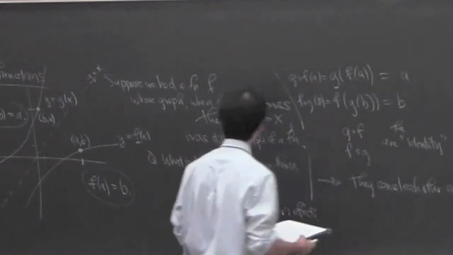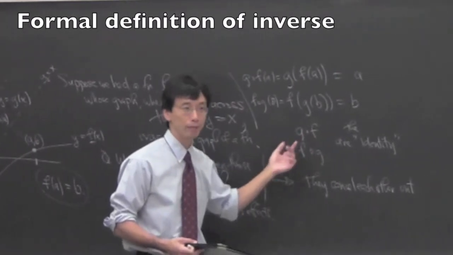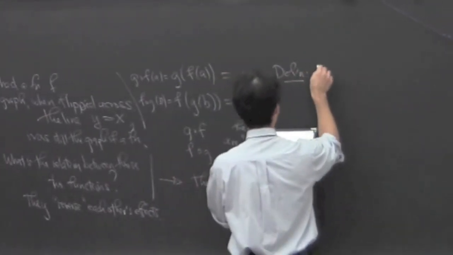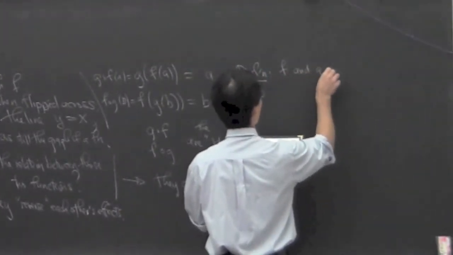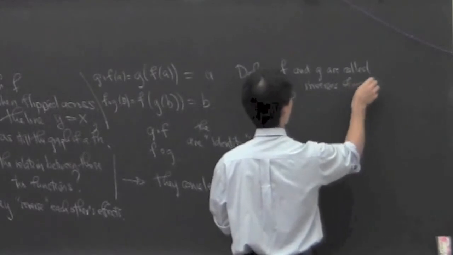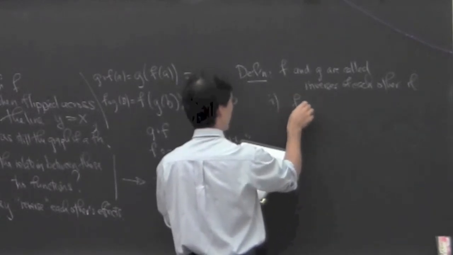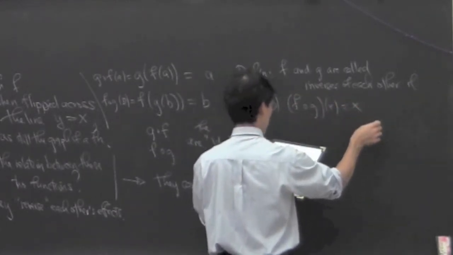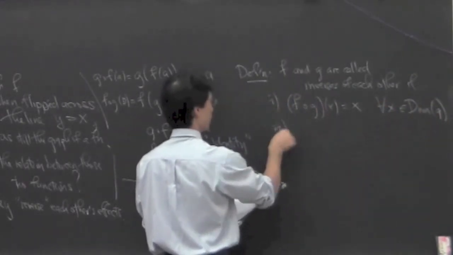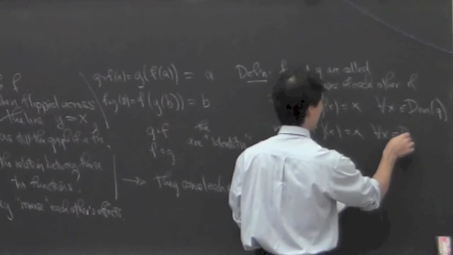So we call such functions inverses of each other. g is the inverse of f, f is the inverse of g. Let me put that down formally. Definition: f and g are called inverses of each other if f composed with g of x is x for all x in the domain of g, and g composed with f of x is x, again, for all x in the domain of f.